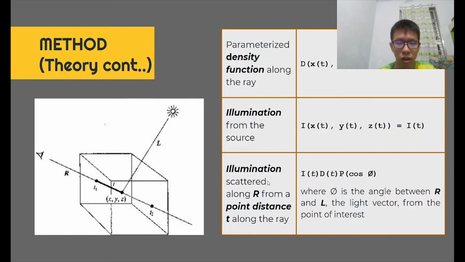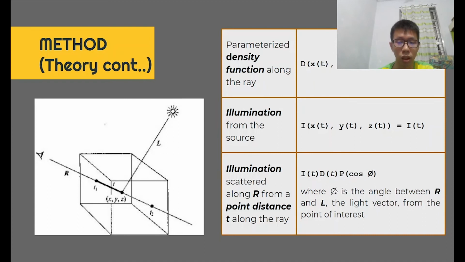The illumination scattered along R from the point distance T along the ray. So we'll see the point distance T along the ray. This is the ray, so this is the point distance. The illumination will be penetrating into the volume of the density, using IT times dt times P. P is a function, inside will be cos of the angle.